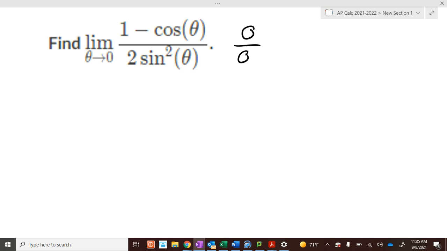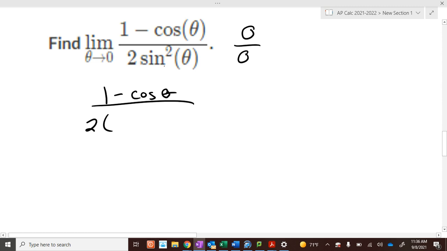All right, let's do this problem. Where's the complicated part of this problem? The denominator. Okay, so let's leave the numerator as 1 minus cosine of theta. Let's change the denominator into 2 times... What is sine squared of theta equal to? 1 minus cosine squared of theta. Very good, right answer. Okay, how do we get that?